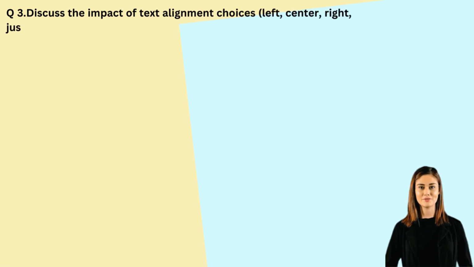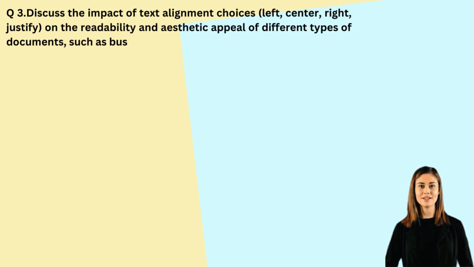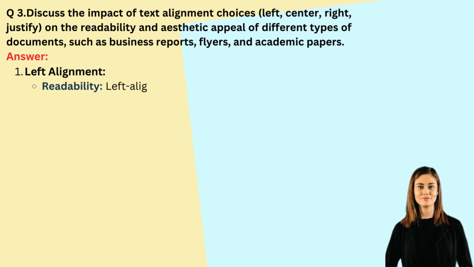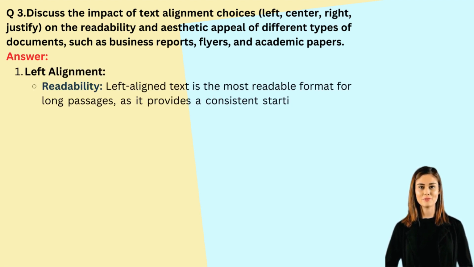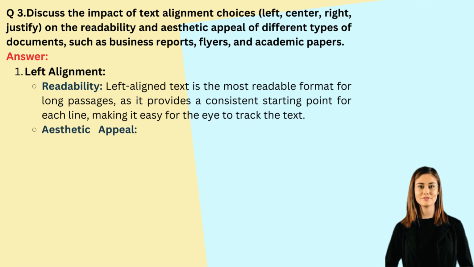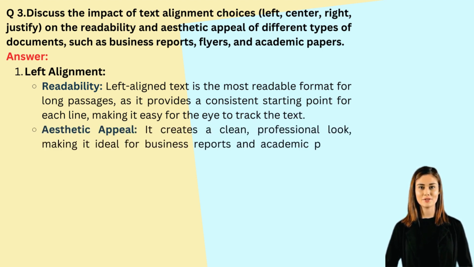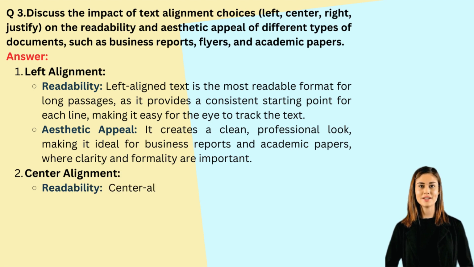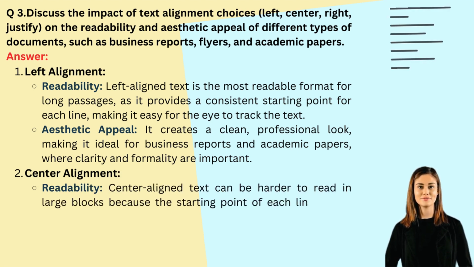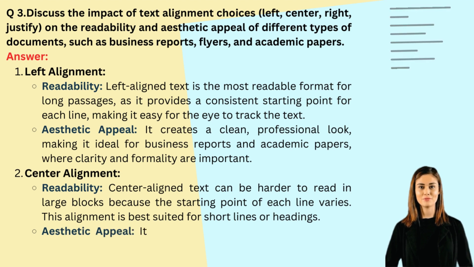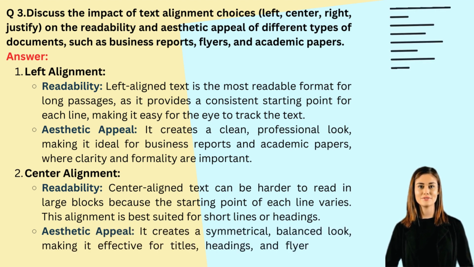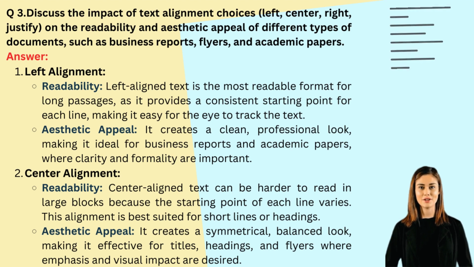Question 3. Discuss the impact of text alignment choices, left, center, right, justify, on the readability and aesthetic appeal of different types of documents, such as business reports, flyers, and academic papers. Answer. 1. Left alignment, readability. Left-aligned text is the most readable format for long passages, as it provides a consistent starting point for each line, making it easy for the eye to track the text. Aesthetic appeal. It creates a clean, professional look, making it ideal for business reports and academic papers, where clarity and formality are important.